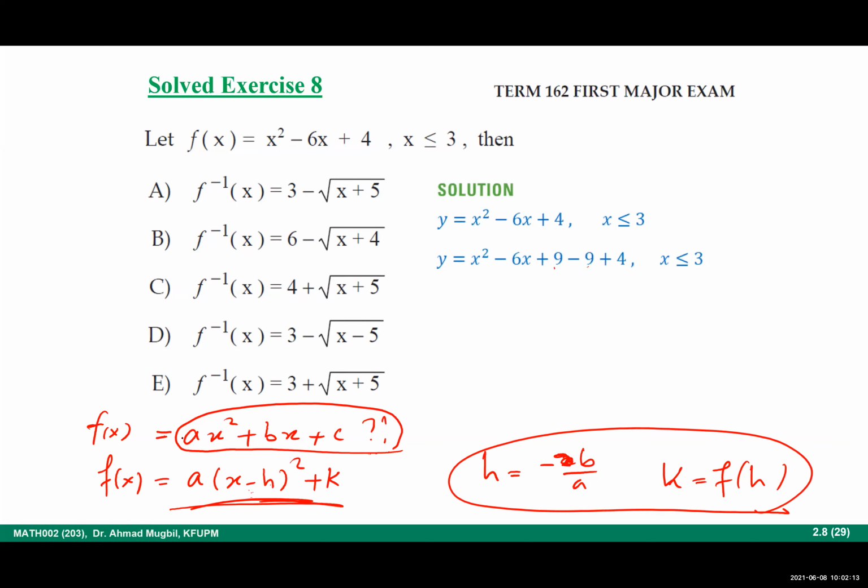We add and subtract 9. This will be a perfect square. This will be negative 9 plus 4, which is negative 5. X is greater than 3. It is good, of course.